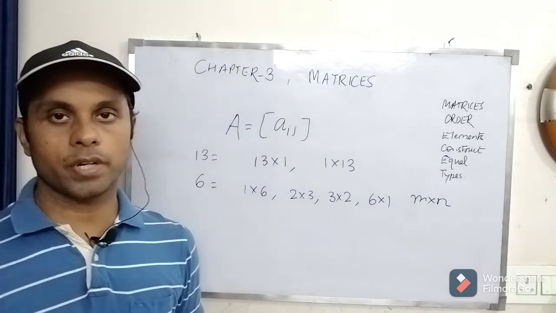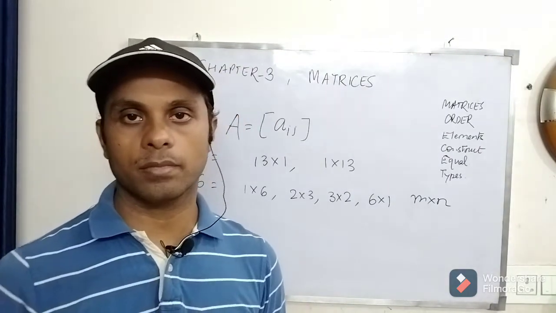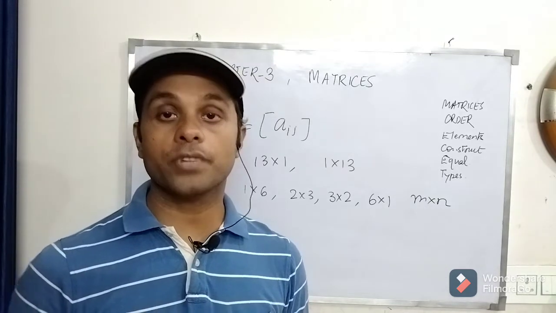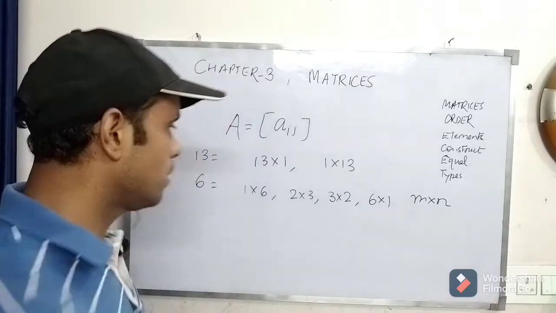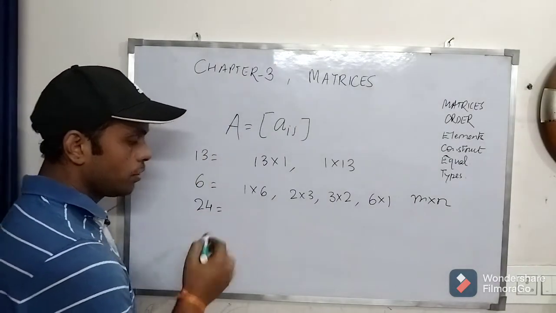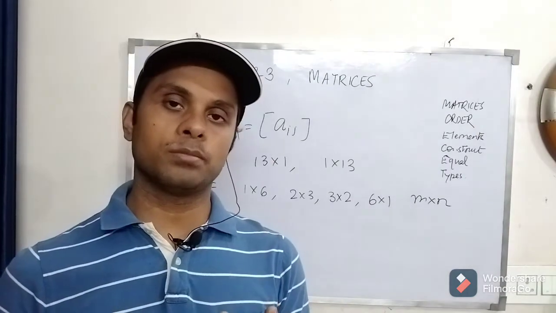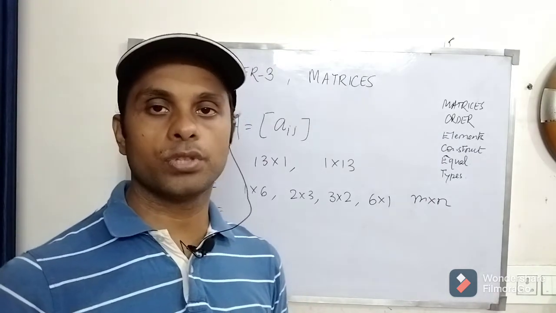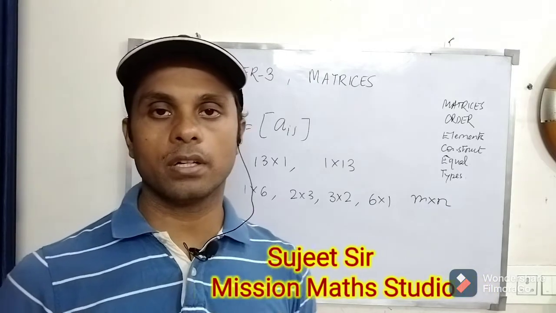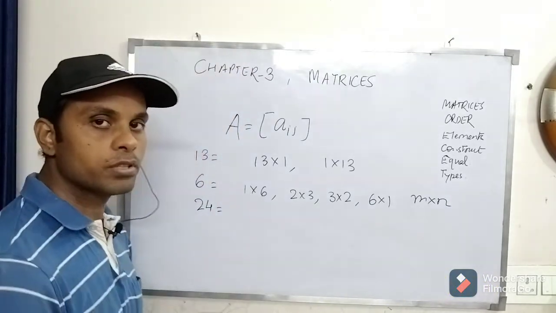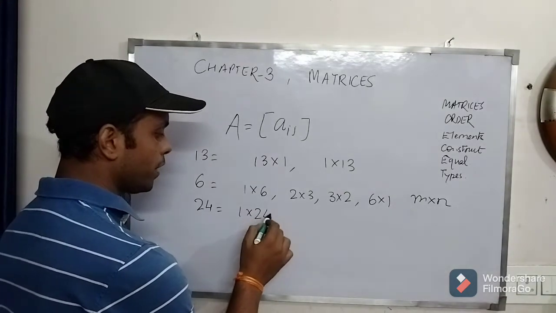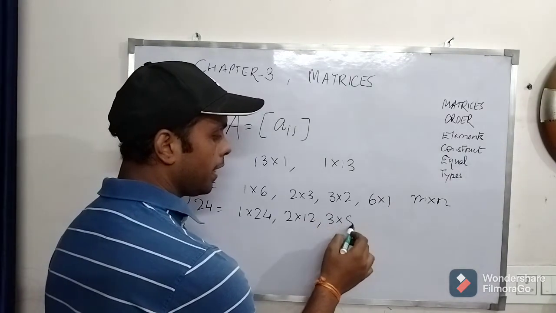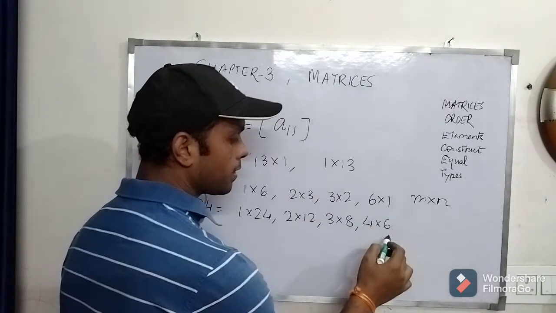Okay, so this way there are many questions you can try, like if you are given 24 elements, then how many matrices are possible? Just factorize 24 and you can answer. So again, the product of the two numbers should be 24. So start with 1 and go ahead with 2, 3 and so on. So 1 by 24 is the first possibility. 1 by 24, 2 by 12, 3 by 8, 4 by 6.